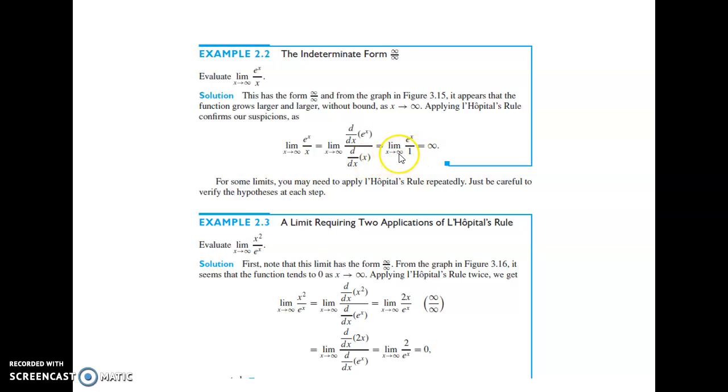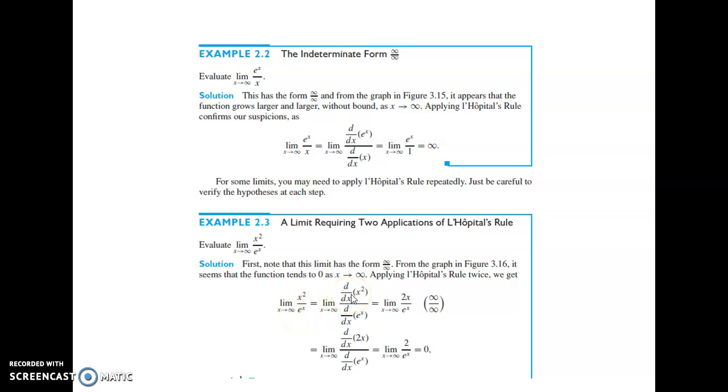Now you put x is equal to infinity. So infinity by 1 is infinity. The limit does not exist. Another example, limit of x square e raised to x.